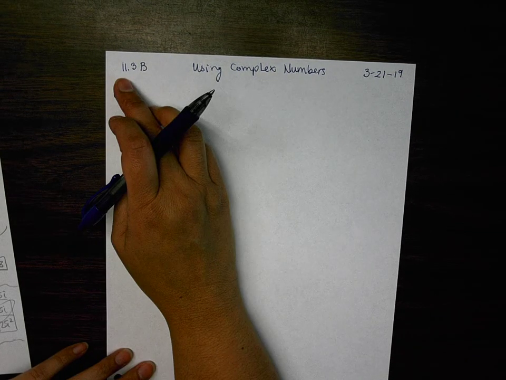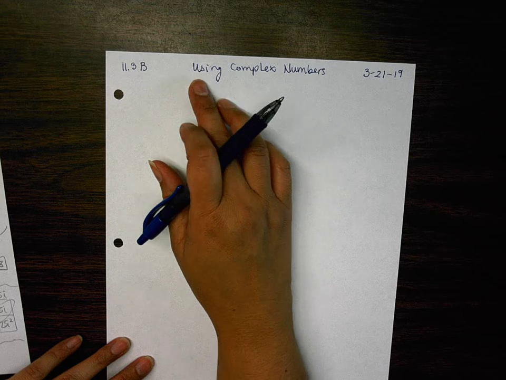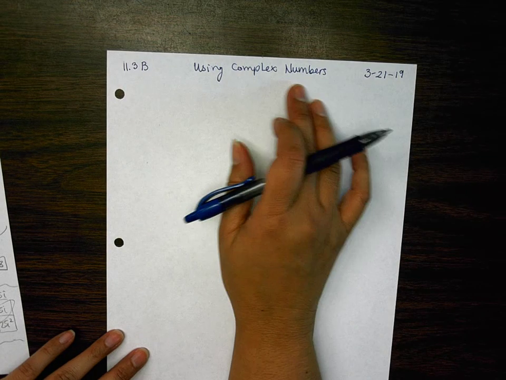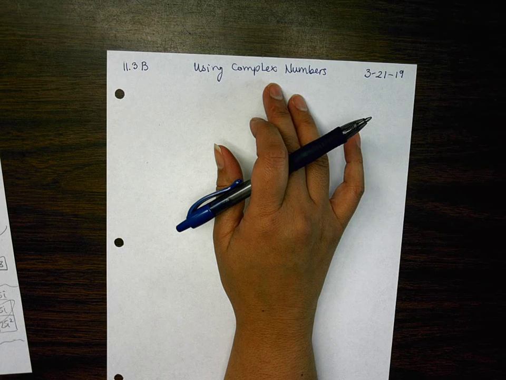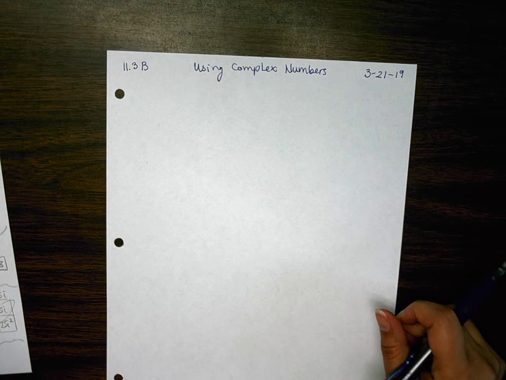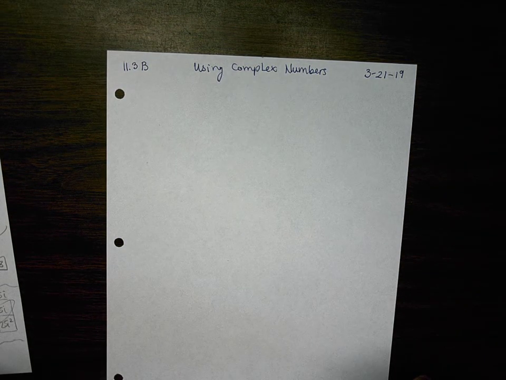Okay, this is Math 2, Unit 11, Lesson 3B, using complex numbers. We learned in our last lesson what a complex number is. That's a plus bi. Today we're going to use them to solve like we've been doing.